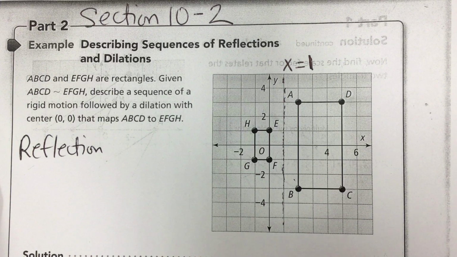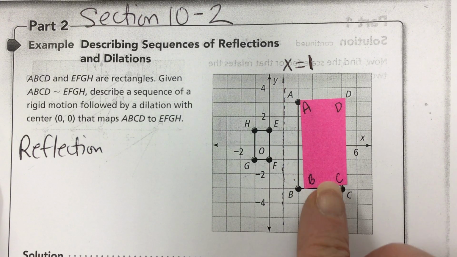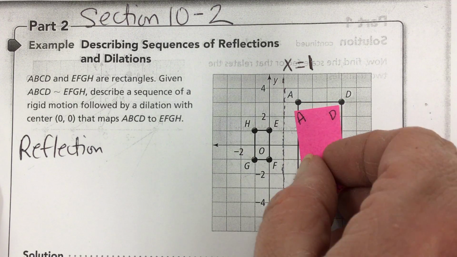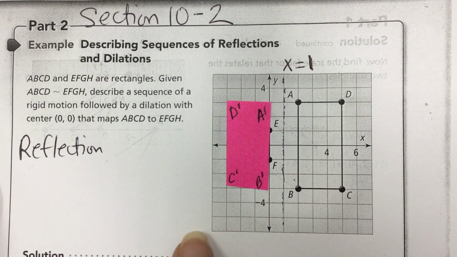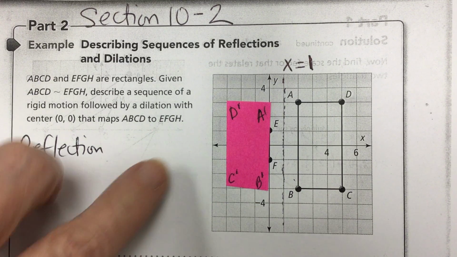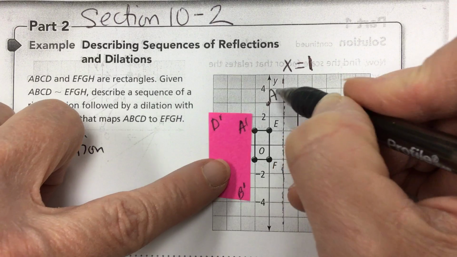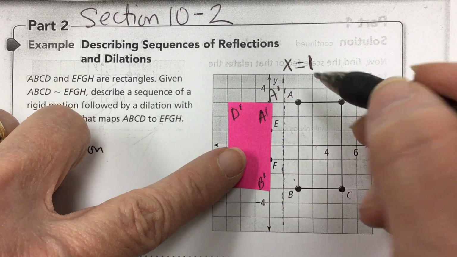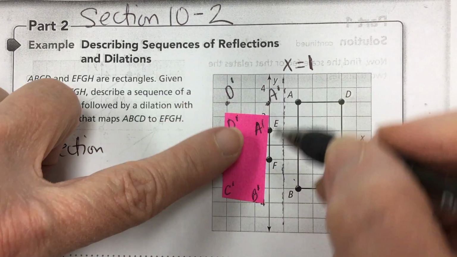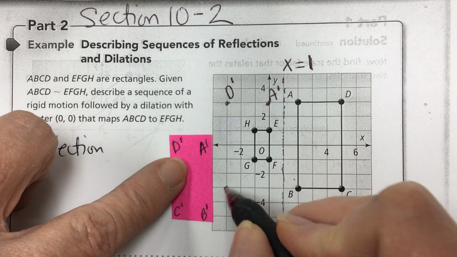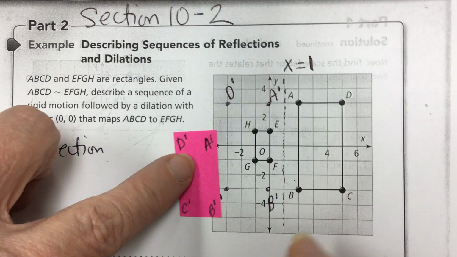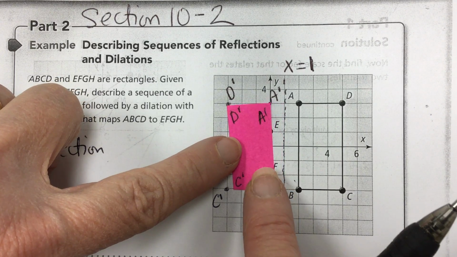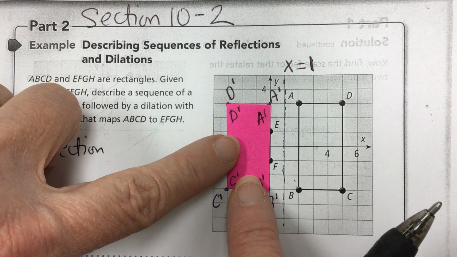So if I take the original rectangle and reflect it over the x equals 1 line, this would be where my reflected rectangle would be. So I'm going to draw this. I would have A prime here, D prime here, C prime here, and B prime here. Okay? Now, look at it this way.